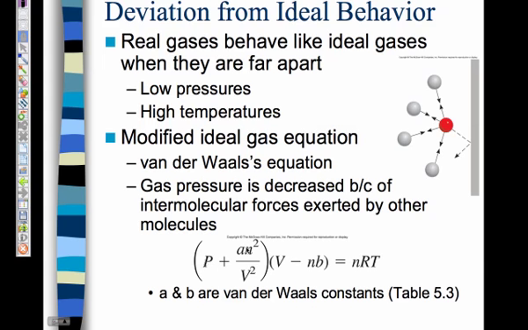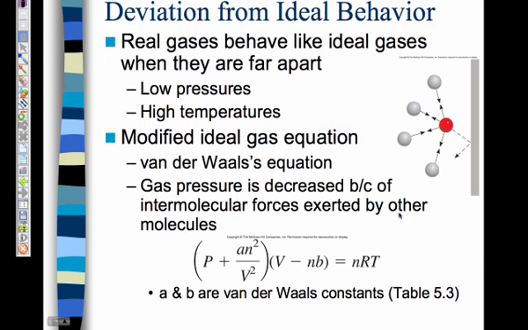P is pressure, A is that constant you'd look up, n is the number of moles, and you square that over V squared. V is the volume. And then V minus nB, where n is the number of moles and B is the constant, and then nRT, where R is our 0.0821, and then T.